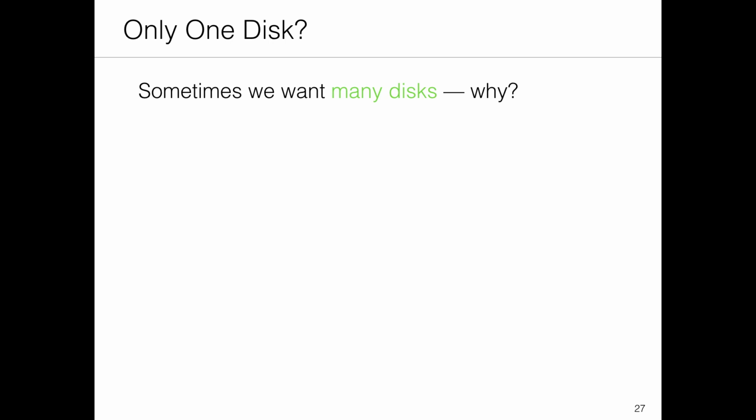Error correction, I would say, is similar to redundancy. We want to add redundancy. Okay, why do we want more disks? You should be able to store more data.